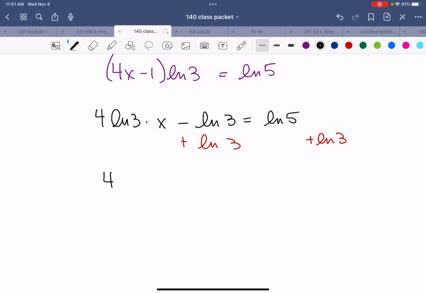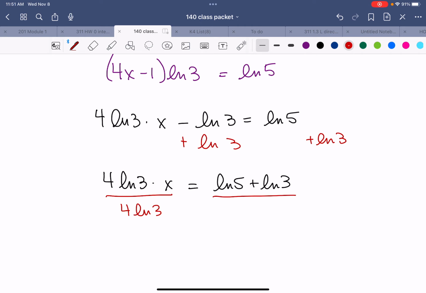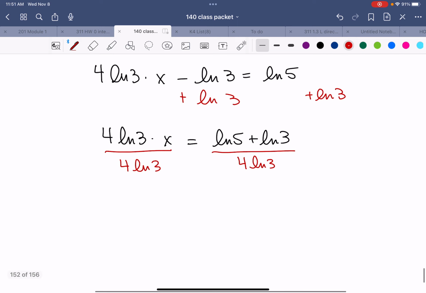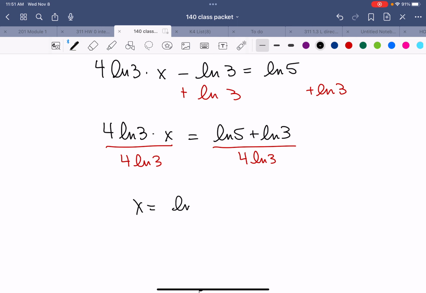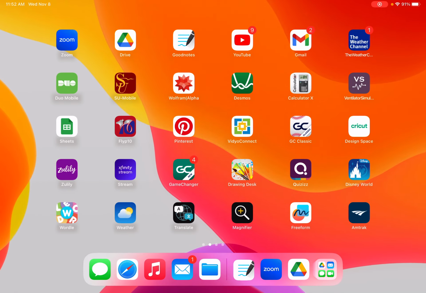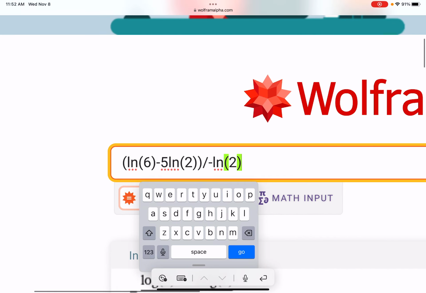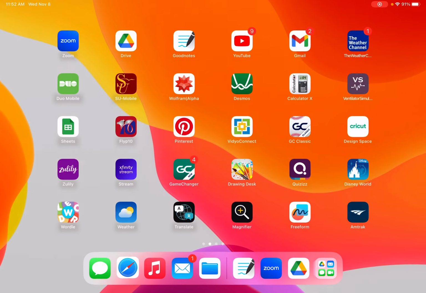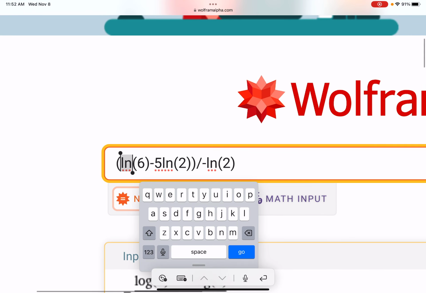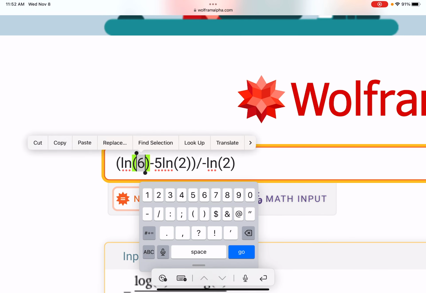And we have 4 ln 3 times x equals ln 5 plus ln 3. And then we want the x by itself, so let's divide by the 4 and the ln 3. And that'll leave us with x equals ln 5 plus ln 3 over 4 ln 3. And if we want a value for that, we can do that as well. So we have ln 5 plus ln 3.